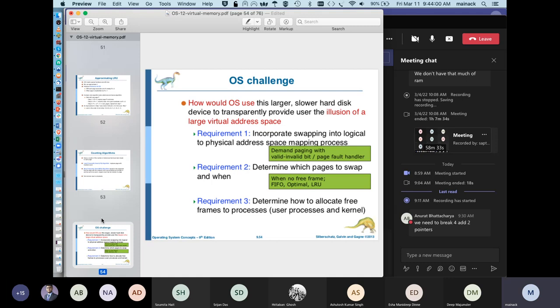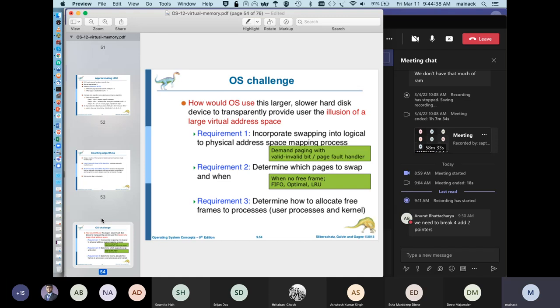Okay, so with this, we answered our second ask, which was requirement 2: how to determine which pages to swap. Essentially, you swap when there is no free frame. You either use first in, first out, or the optimal, where you replace the page which is not going to be used for the longest time in the future. And finally, LRU, where you replace the page which hasn't been used for the longest time in the past. No one is using it, so you replace it.